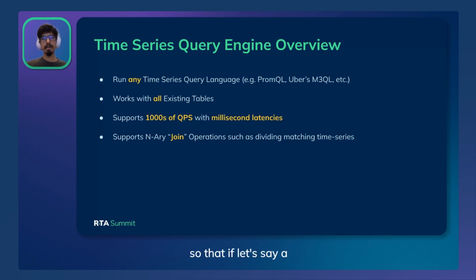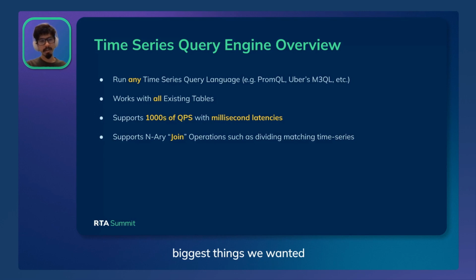So the first thing is you want to be able to run any time series query language in Pinot so that if, let's say, a company has a preference for a certain query language, they shouldn't be bound to using PromQL or M3QL or something else. So we have made it in this way that the query language itself is completely pluggable. And this engine works with all existing tables. You don't need to update your table or create new tables. It continues to work with existing tables.